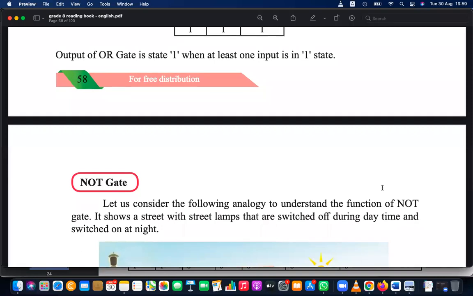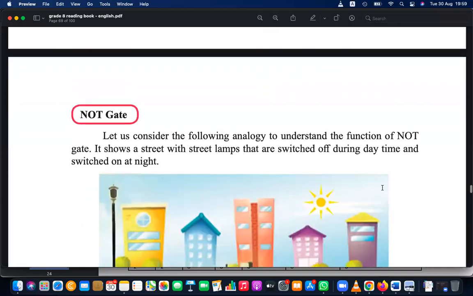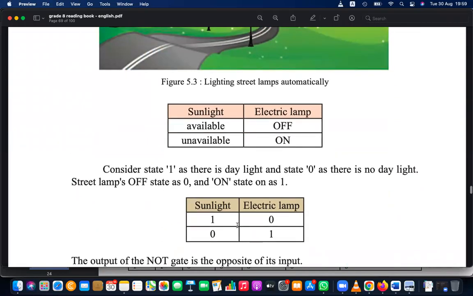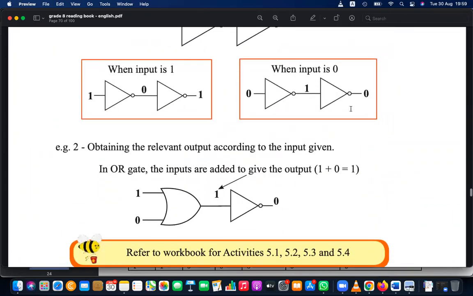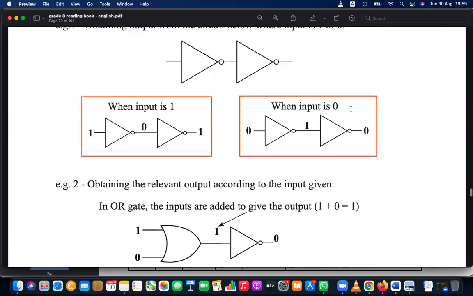Third one, the NOT gate, simply invert. When the input is one, output is zero. When input is zero, output is one. We just discussed that, and this is the symbol, and this is how you denote that. It is reversing. Then we learn how to combine the gates.